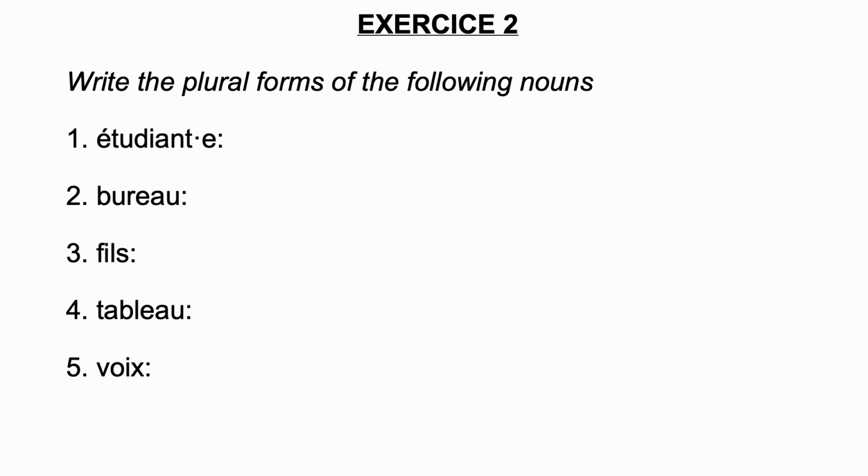So the plural form of étudiant·e is étudiant·e·s, with a midpoint and an S. The plural form of bureau is bureaux, with an X, because bureau ends with EAU, and the plural of nouns ending in EAU is an X. The plural of fils is fils as well, because remember that the words ending in S, X, and Z do not change forms in the plural.